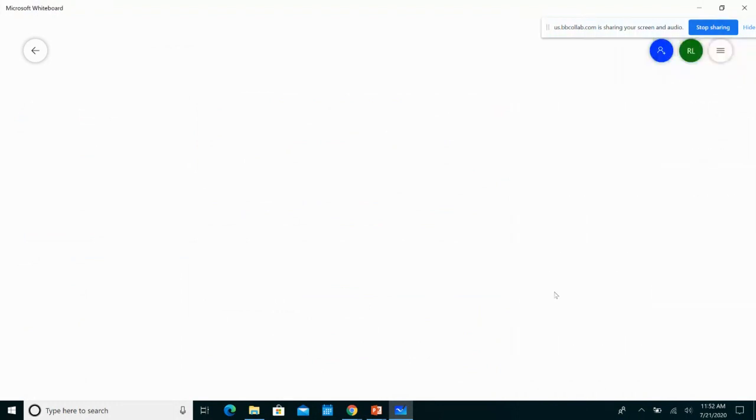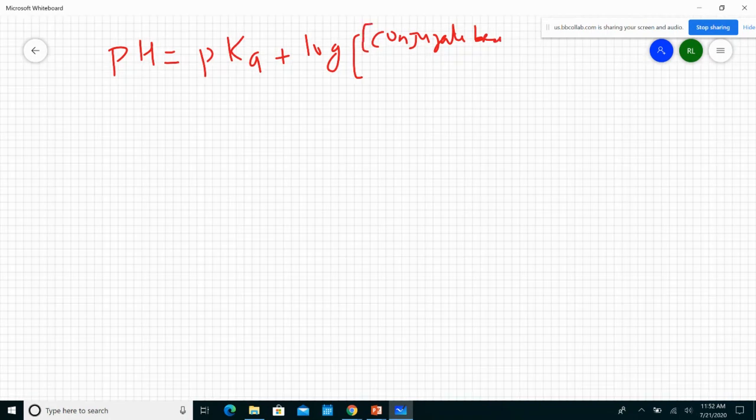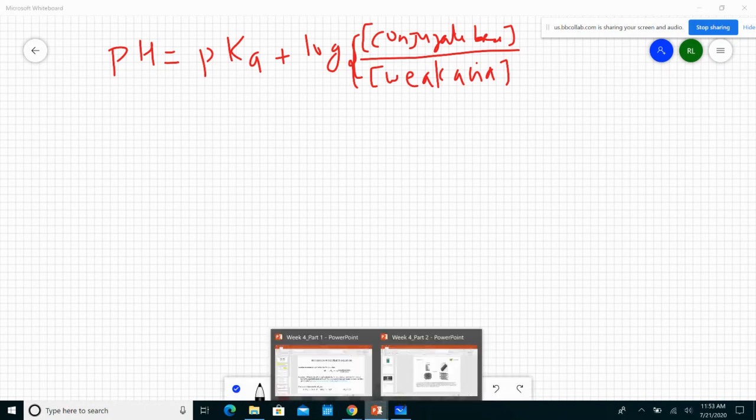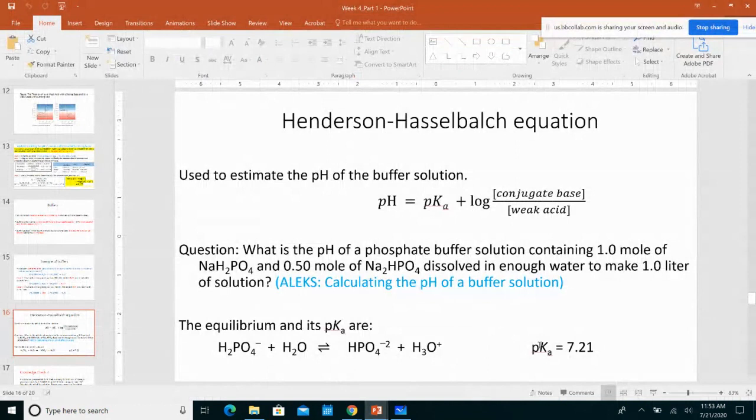My formula is pH is the pKa plus log of the concentration of the conjugate base divided by the concentration of the weak acid, the acid that I'm interested in. All right, so let's see what has been given to me. First thing that I'm going to see is whether the K value or the pK value is given to me. I go back and guess what, I have been given the pK value.